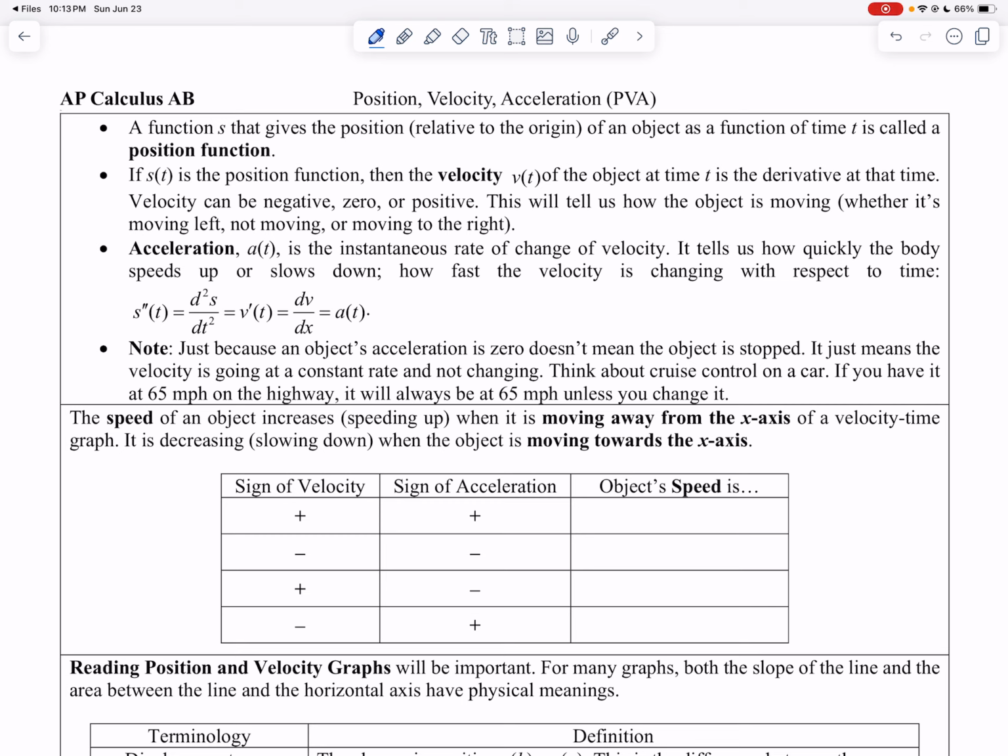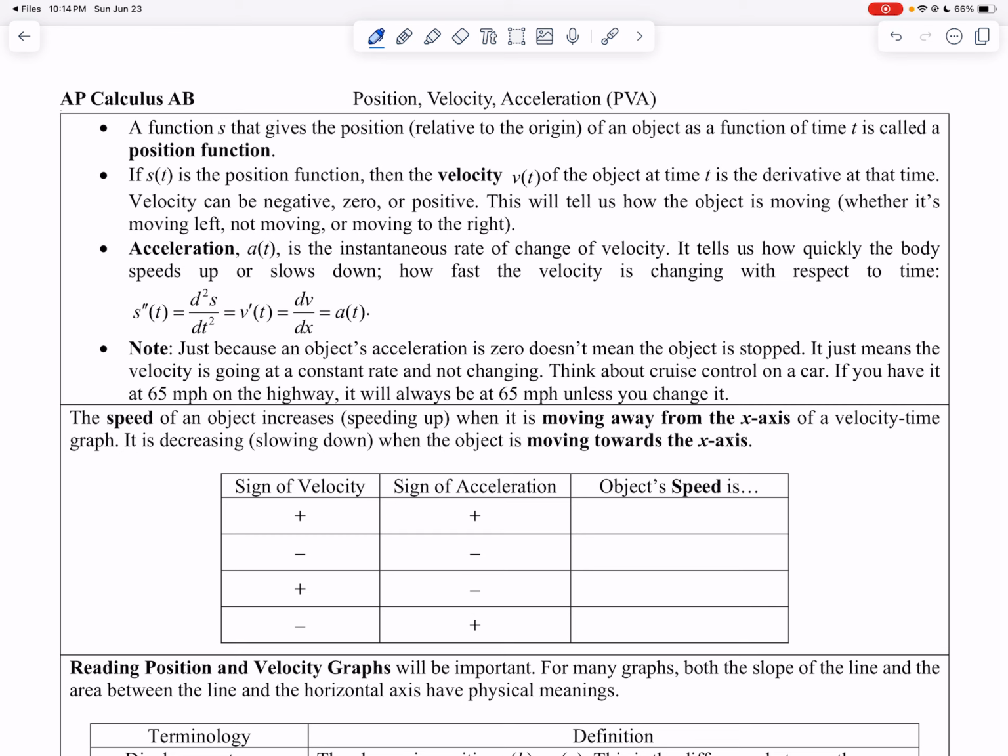And we have the velocity function, which is going to be the derivative of the position function. And that's going to tell us how fast the object is moving, whether it's moving left, not moving, or moving to the right, if it is on the horizontal axis. If it's on the vertical axis, then it's going to tell us if it's moving down, moving up, or not moving at all.